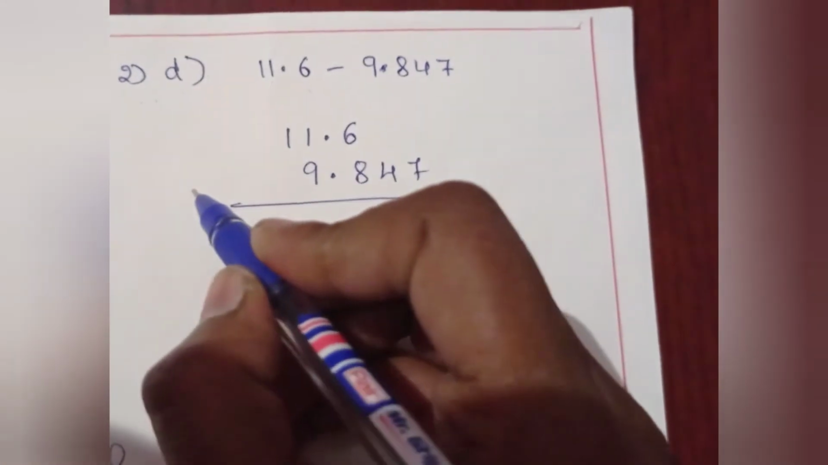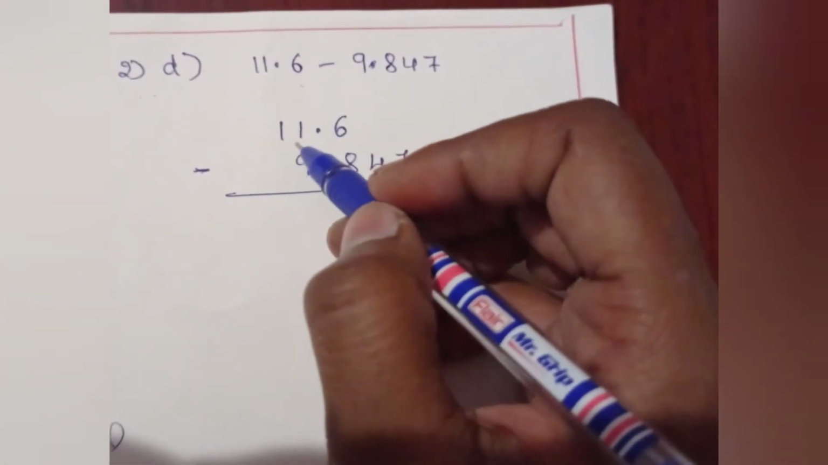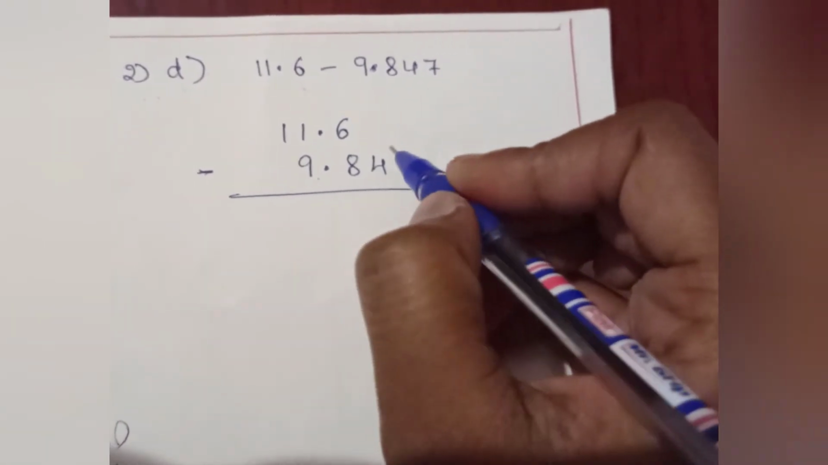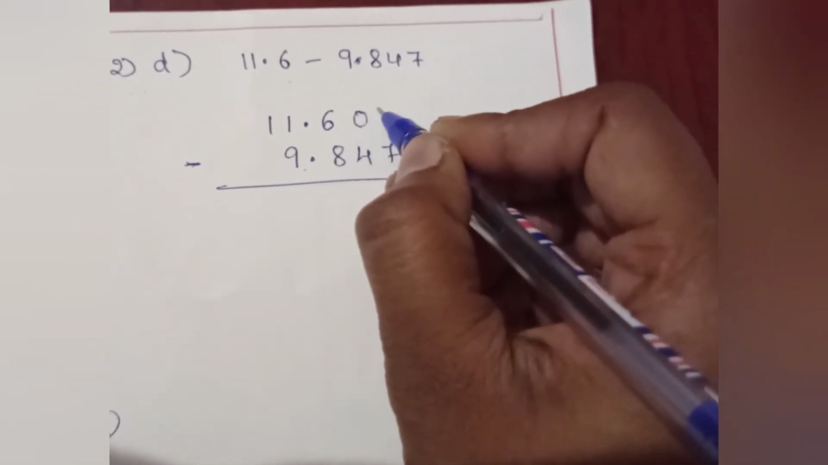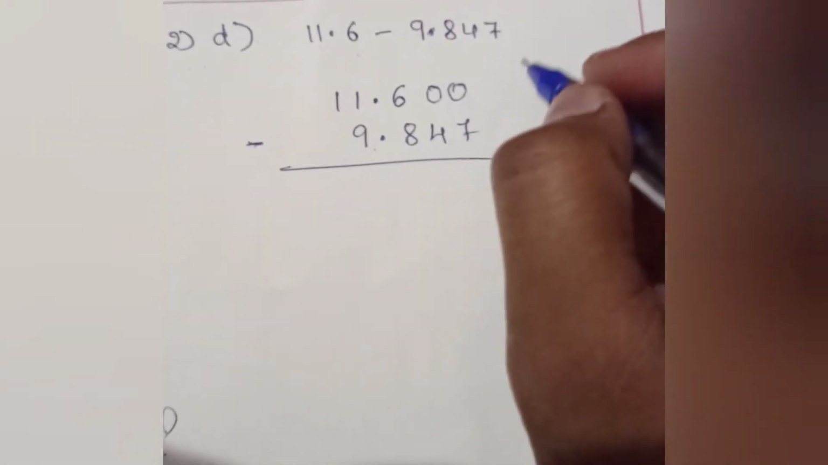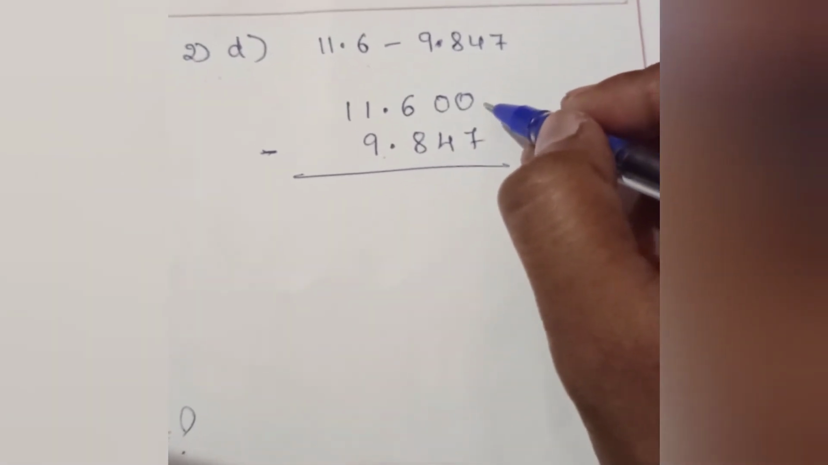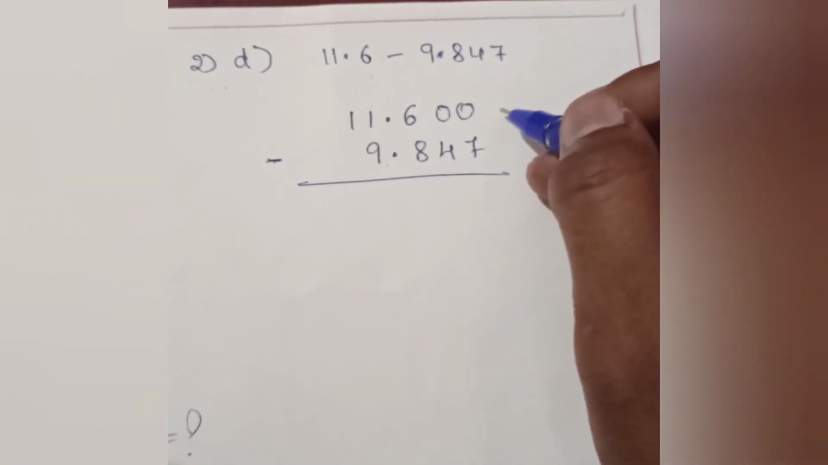9.847. Okay, now what do we have to do? We have to subtract. Okay, 11.6 minus 9.847. Children, here I don't have any numbers. That's why what will I do? I write 0. Okay, because 0 has no value. That's why I wrote 0. Okay, children. So 0 minus 7. We can't minus 7 in 0, right?